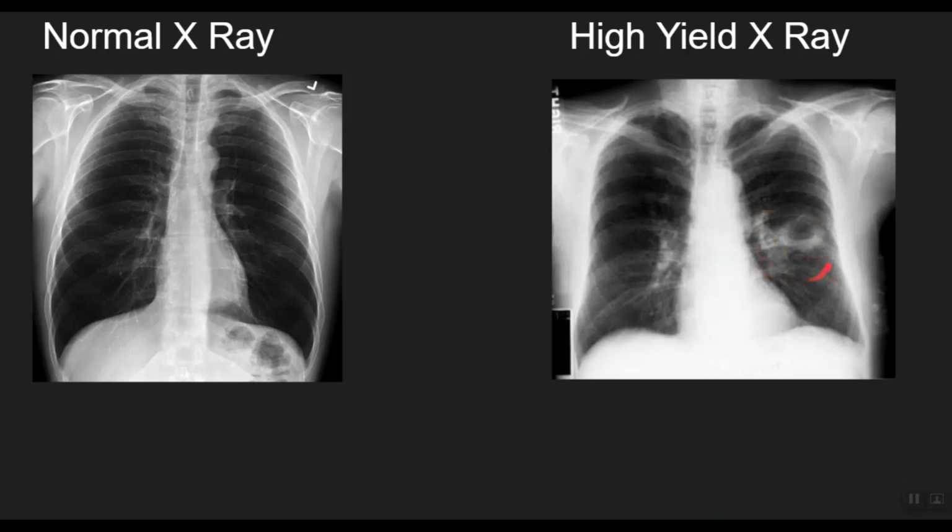Look here. There is a layer of opacity, most likely some fluid. Inside the fluid layer, you see a level of air. Again, level of fluid on the outside, level of air on the inside. This sign is called an air fluid level. Can you guess what the pathology is? I hope you're thinking about lung abscess.